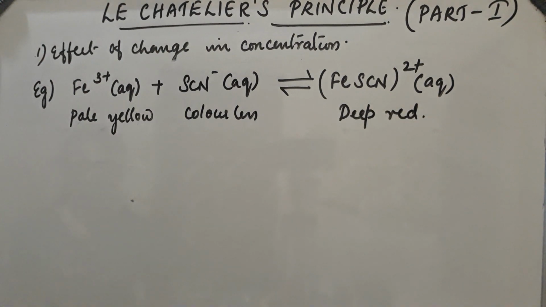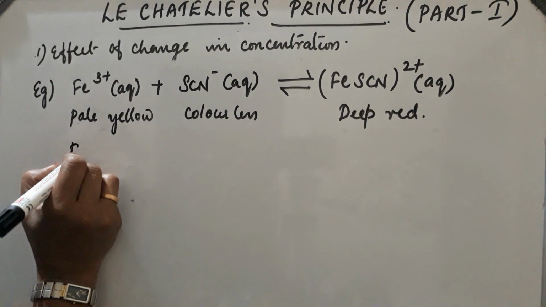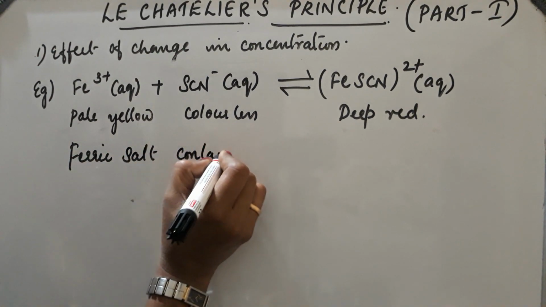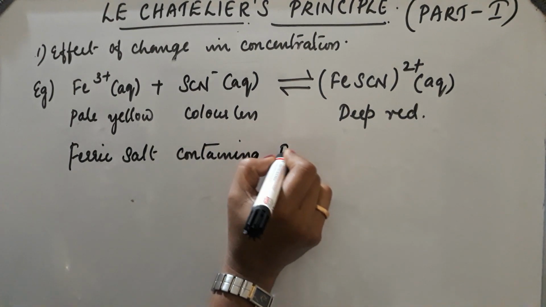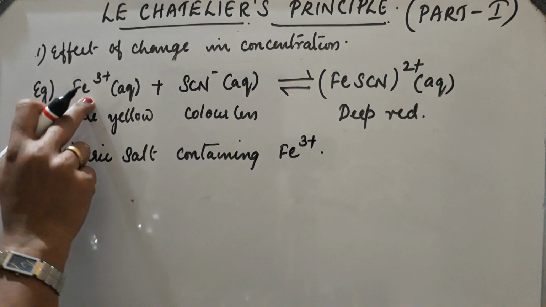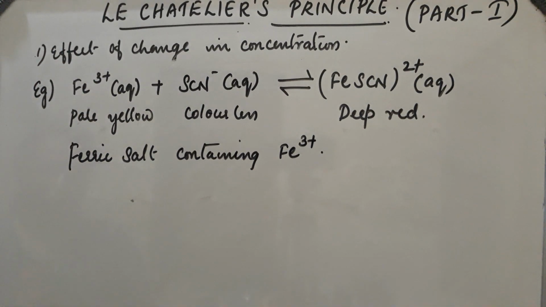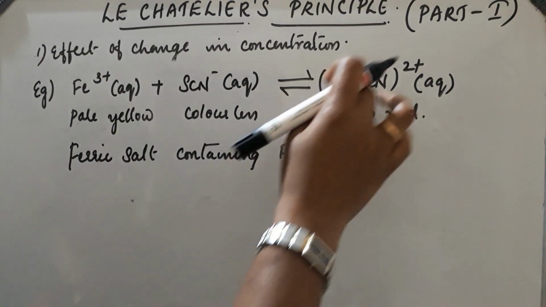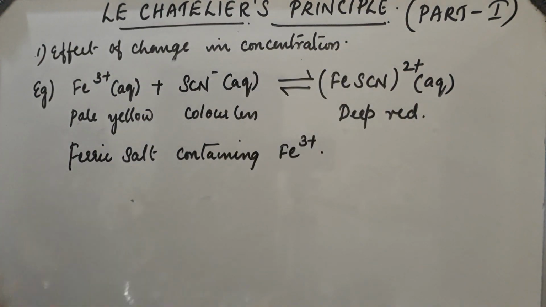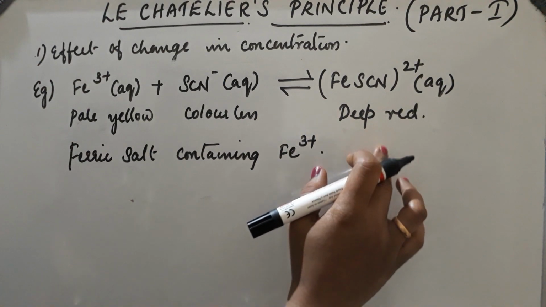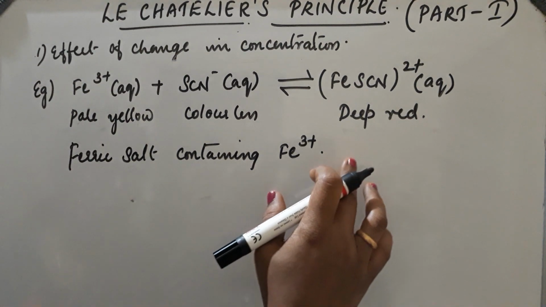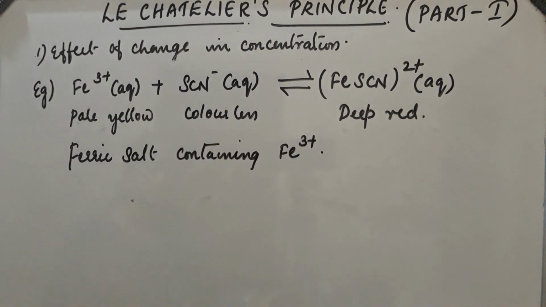First we are adding some ferric salt containing Fe3+ ions. So we are adding this reactant, and the concentration of the ferric salt increases. In order to reduce this concentration, the forward reaction is favored and more products are obtained. After some time we can see that the color of the solution deepens. This shows that more complex ions are formed, and due to this the red color deepens. This is one example.